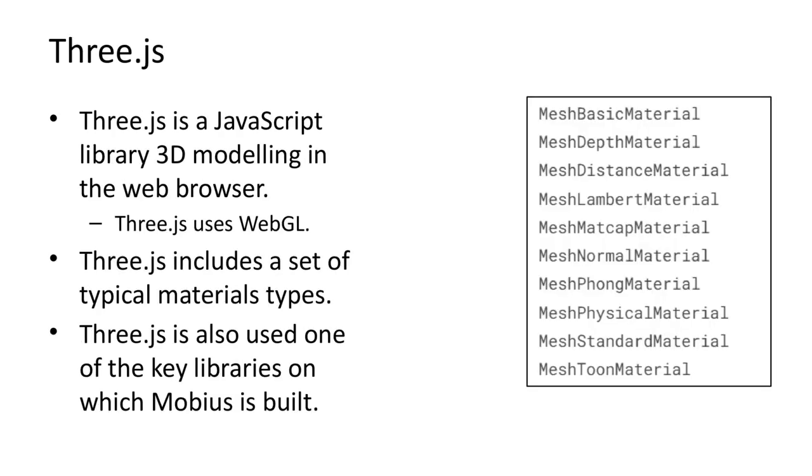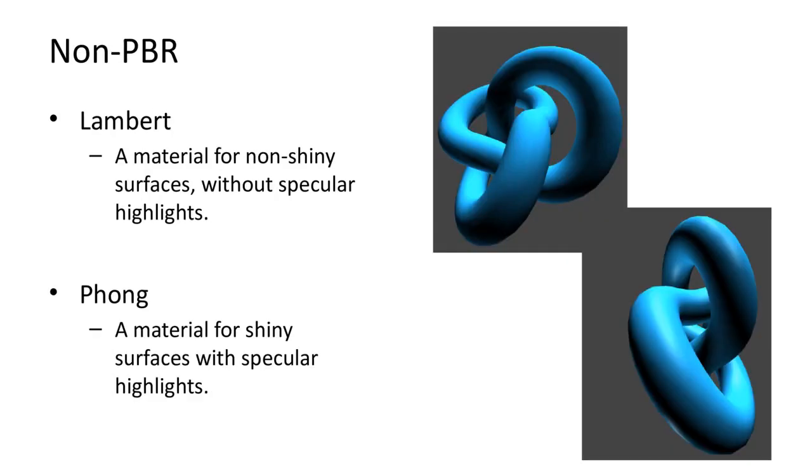Let's take a look at some example material types. We will use the three.js library as an example. It includes a series of materials for meshes. These material types are common to many rendering systems. We will take a look at 4 materials. 2 are non-PBR materials, and 2 are PBR materials. The 2 non-PBR material types are Lambert and Phong materials.